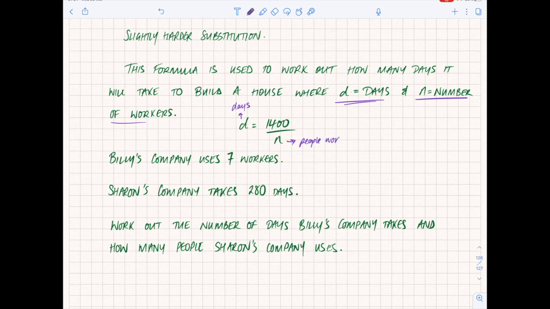Okay, so what this is saying is, if I want to build a house, I say it's 1,400 divided by how many people I've got working, and that will tell me the days. It tells me about two different companies. Billy's company uses 7 workers, so N is 7. And Sharon's company takes 280 days. Then we've got 2 questions. Part 1, work out the number of days Billy's company takes. And part 2, how many people does Sharon's company use?